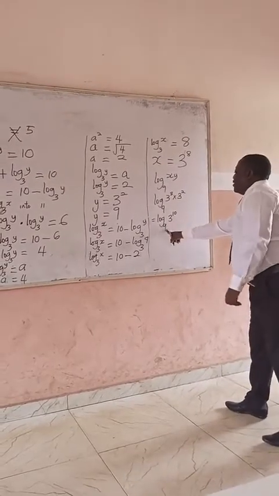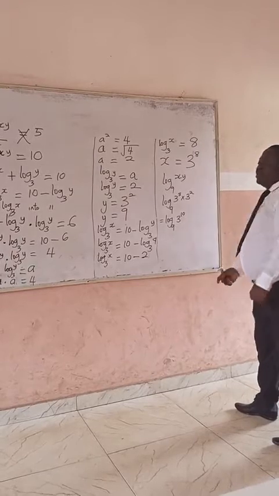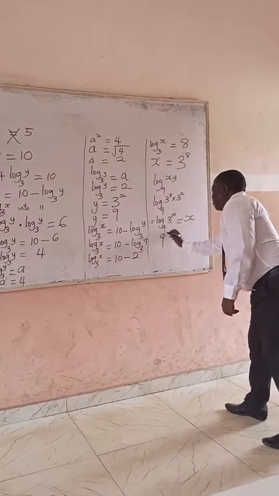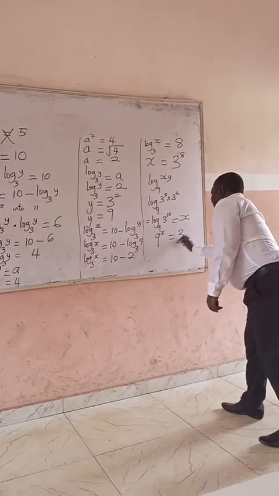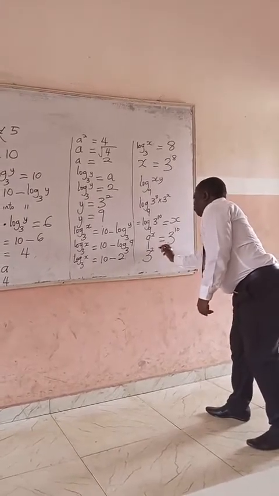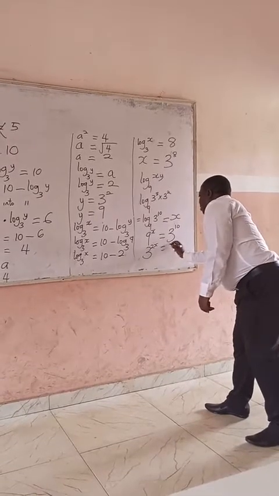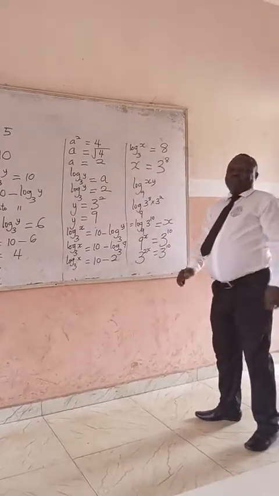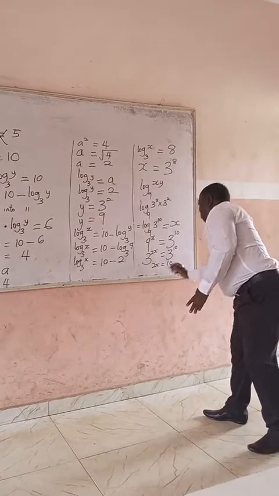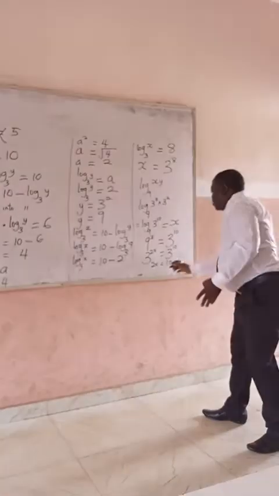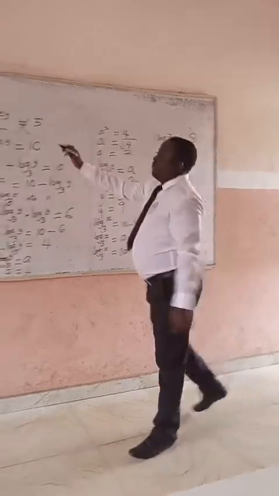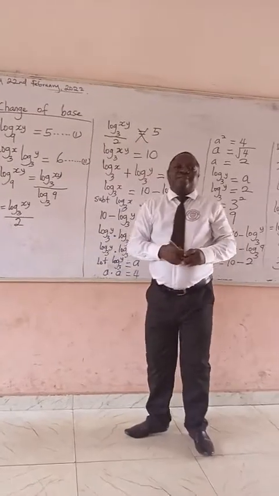Now, what is the power to which 9 must be raised so as to get 3 raised to power 10? So let's represent it by x. 9 will be raised to power of x to get 3 raised to power of 10. Then 9 can be written as 3 raised to power 2, so 3 raised to power 2 times x is equal to 3 raised to power 10. The bases here are the same. Then 2x is also equal to 10. If you divide both sides by 2, x will be equal to 10 over 2, and that is equal to 5 as we have here. So we are very, very correct.